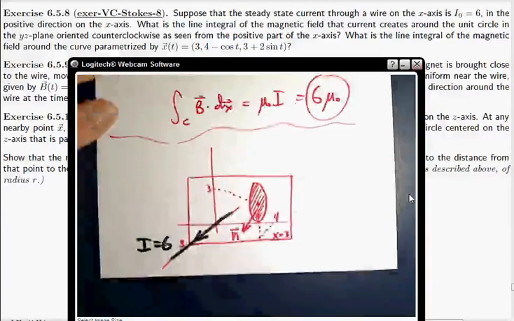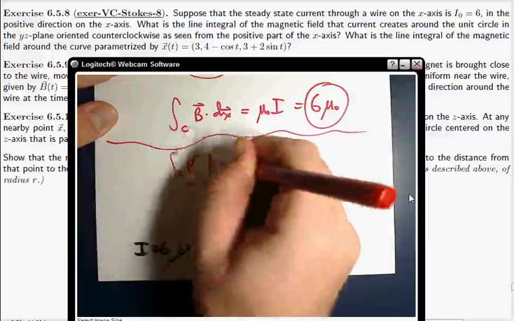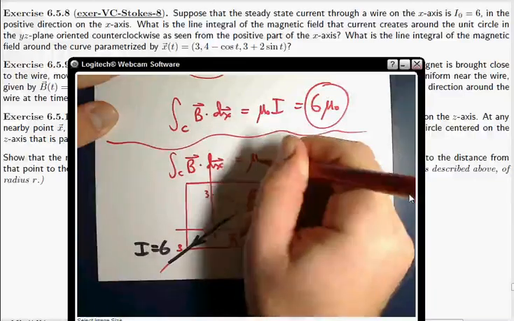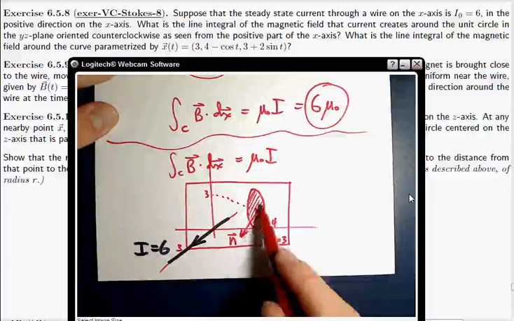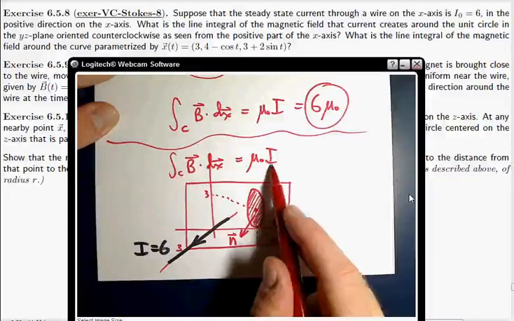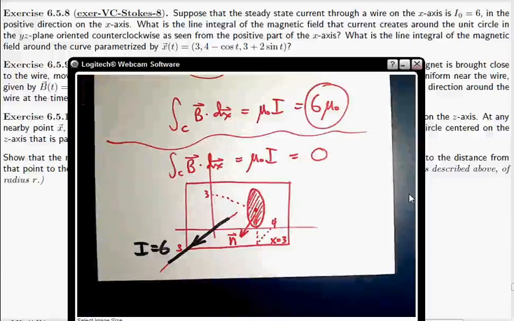So when I try to apply this theorem, the amount of current through the surface is 0. So I just get 0. You okay with that? Yeah. How about anybody else? Is everybody good?